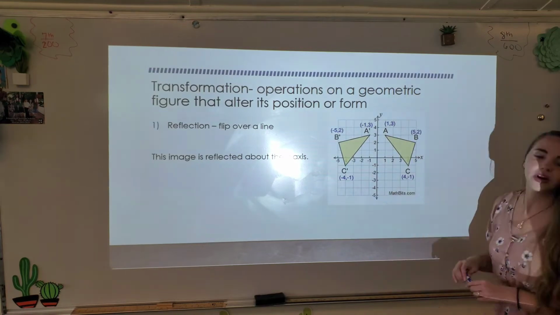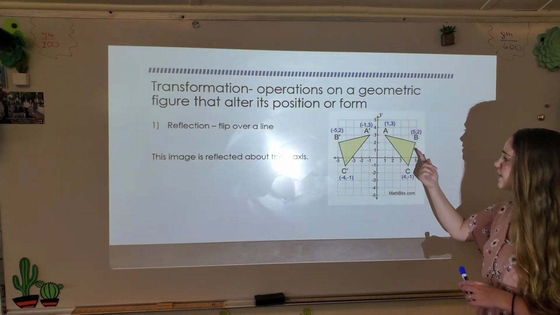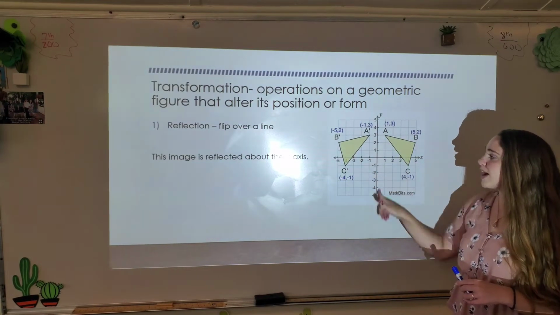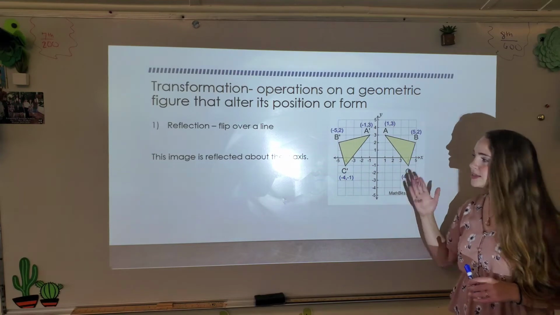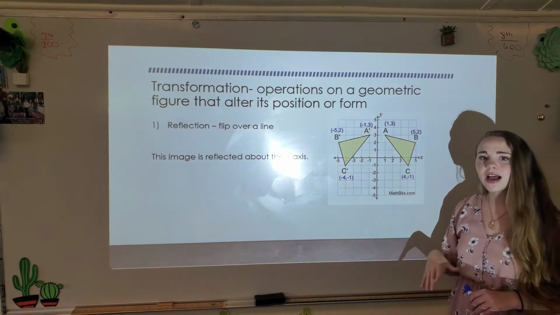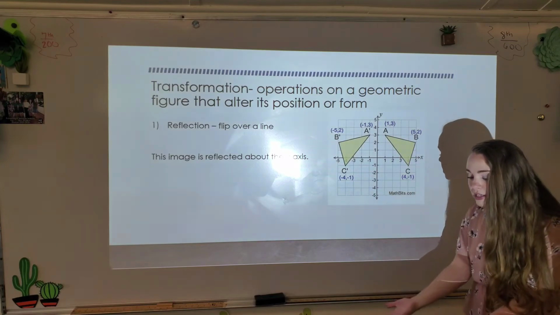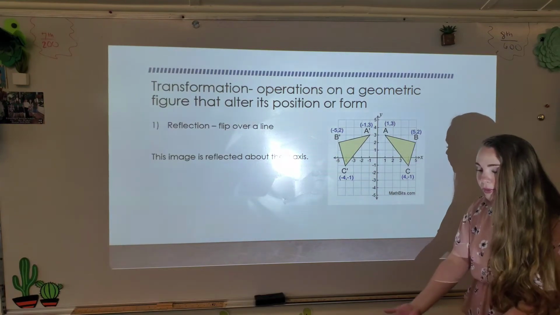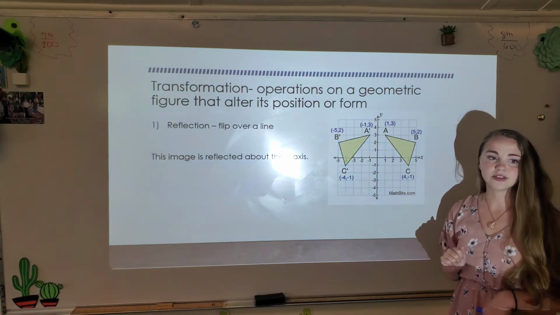The first one, which we've already discussed, is a reflection, which is a flip over a line. As you can see, this is reflected about the y-axis. Obviously, if they said x-axis, it'd be down here. But since it's y-axis, they just flipped it over the line. I'm not going to sing the song about reflection, but when Mulan looks into the river or the pond, she sees her face looking back at her. That is what a reflection is.